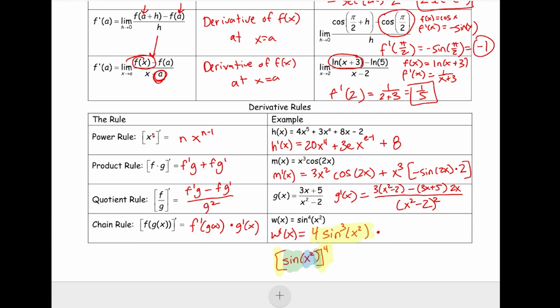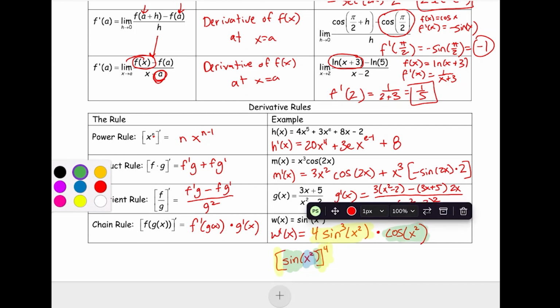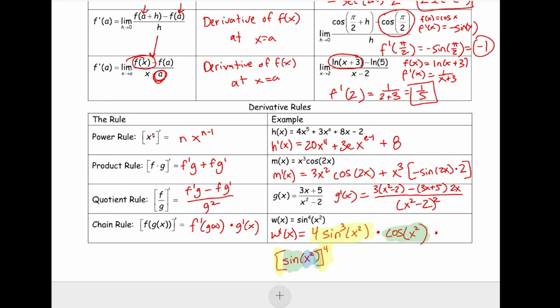So the derivative of sine is cosine. So that's going to be cosine of x squared. Notice at each step, I'm not changing what's inside of the parentheses. I just differentiate one thing at a time. So this is coming from the middle function. And then from that last inside function, we're going to have times the derivative of x squared, which is 2x.